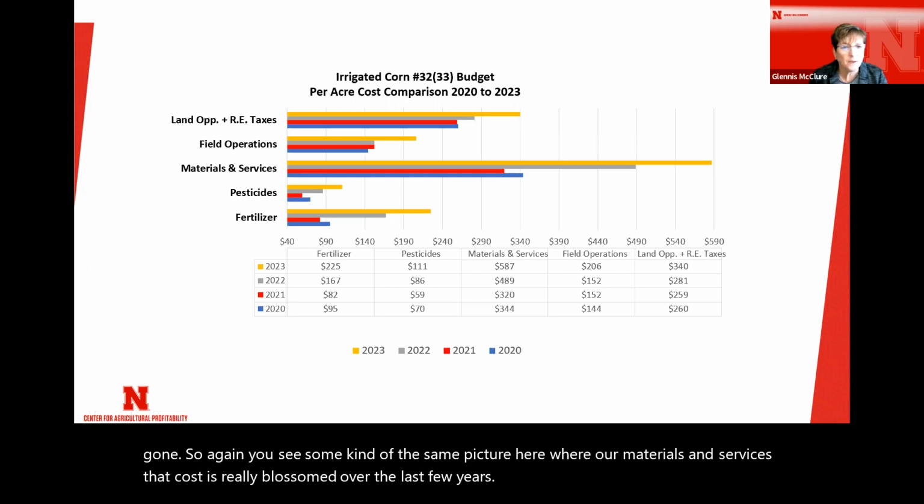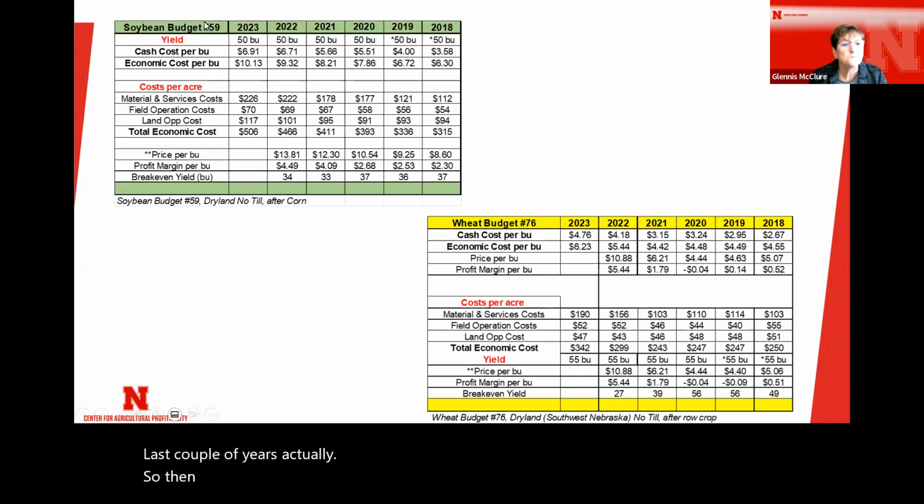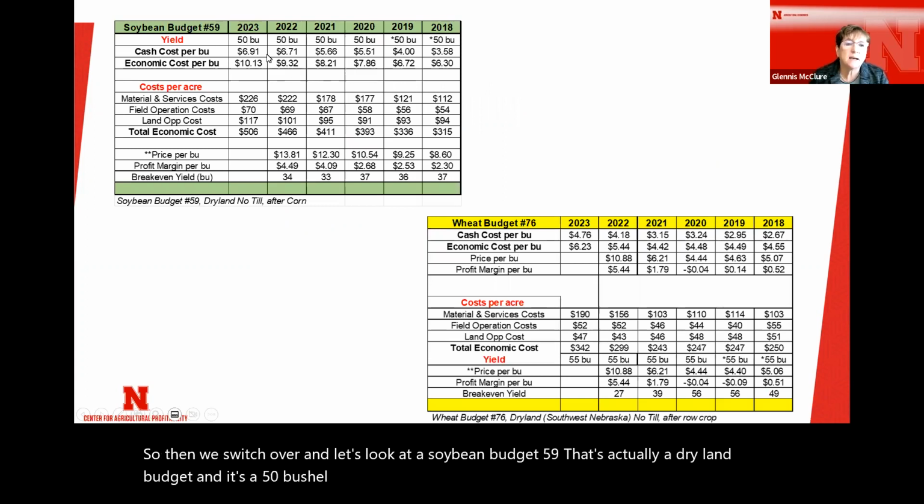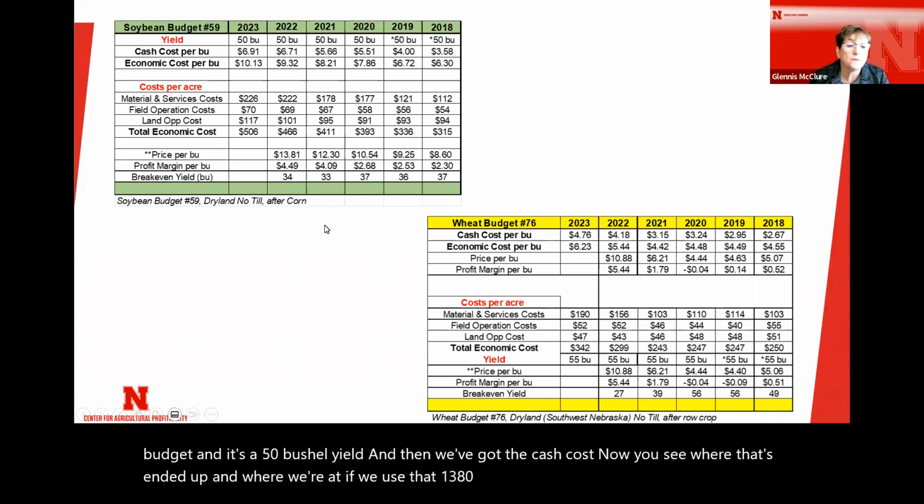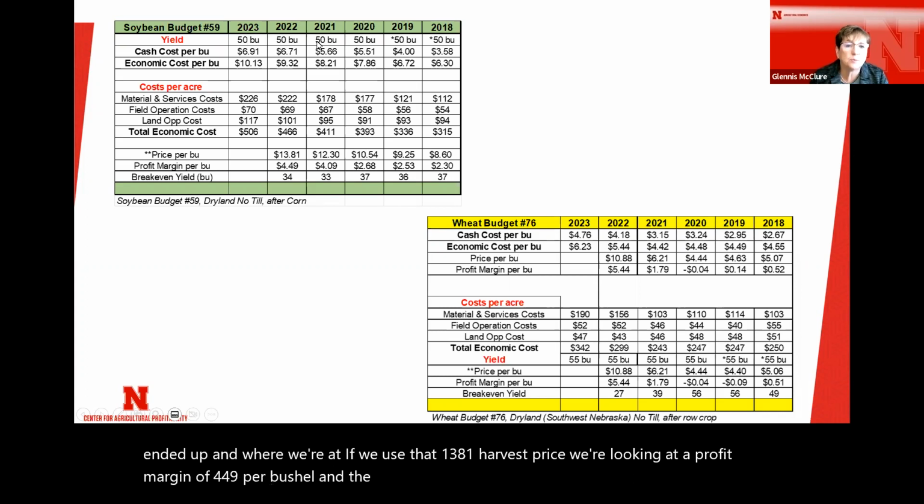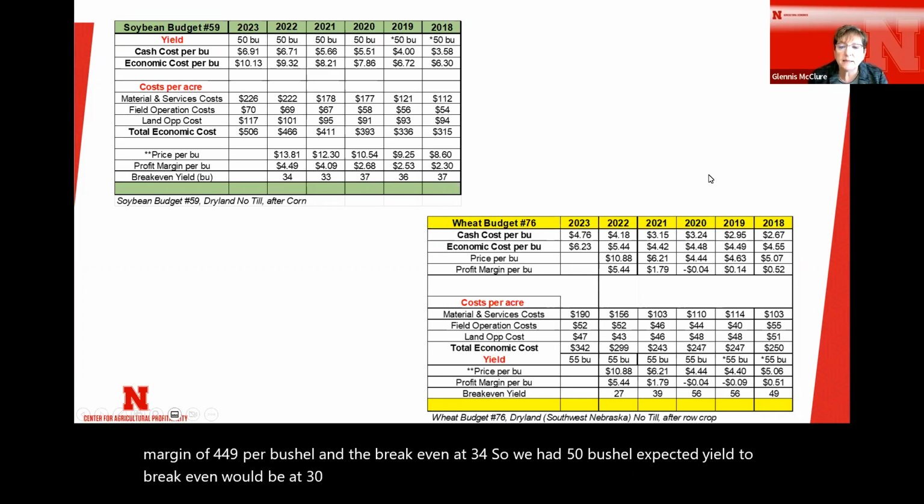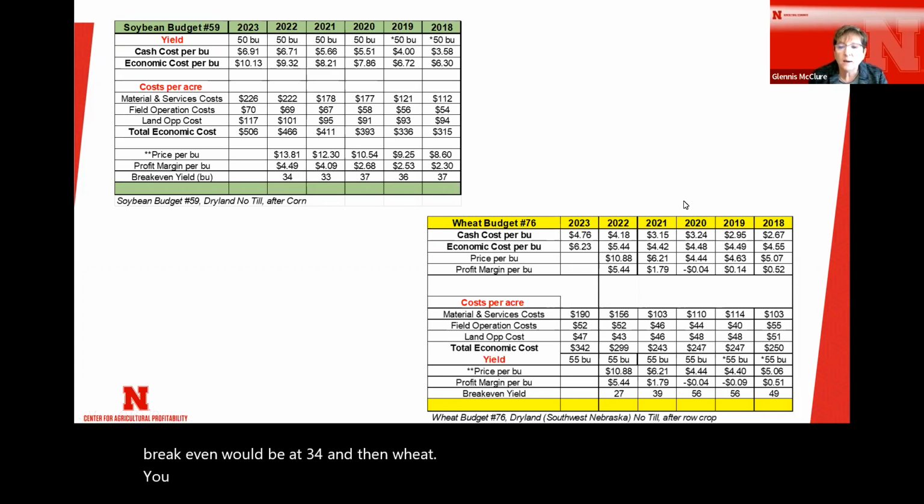Okay. So then we switch over and let's look at a soybean budget, number 59. That's actually a dry land budget, and it's a 50 bushel yield. And then we've got the cash costs now. You can see where that's ended up and where we're at. If we use that 13.81 harvest price, we're looking at a profit margin of 4.49 per bushel, and the break even at 9.34. So we had a 50 bushel expected yield. The break even would be at 9.34. And then wheat. You can see there how costs have come up as well.